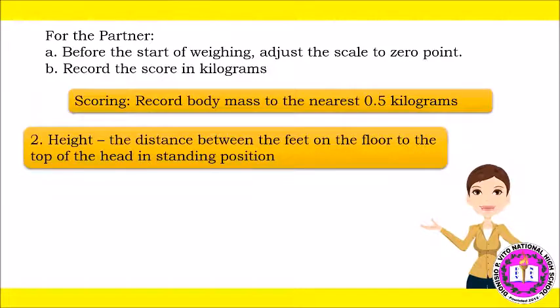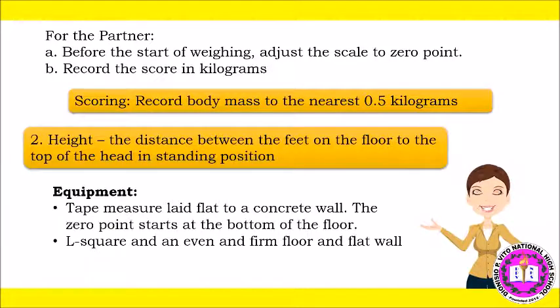Second, height. The distance between the feet on the floor to the top of the head in standing position. Equipment. Tape measure laid flat to a concrete wall. The 0 point starts at the bottom of the floor. L square and an even and firm floor and flat wall.